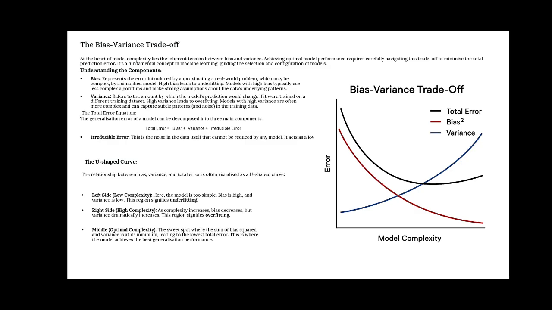Then the bias variance trade-off. This brings us to the core concept that governs model complexity, the bias variance trade-off. Achieving the best model performance requires us to carefully navigate the trade-off to minimize our total error.